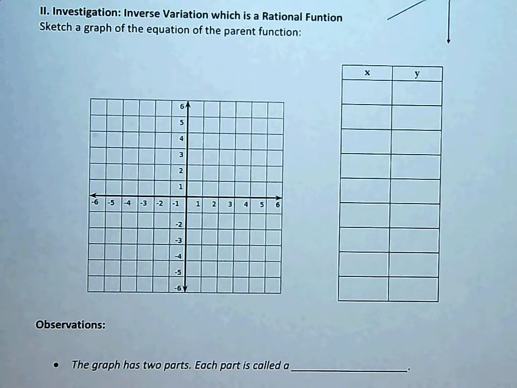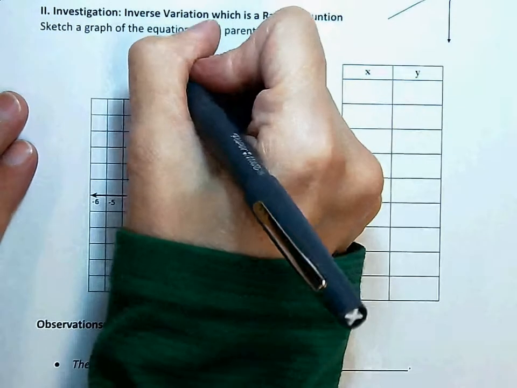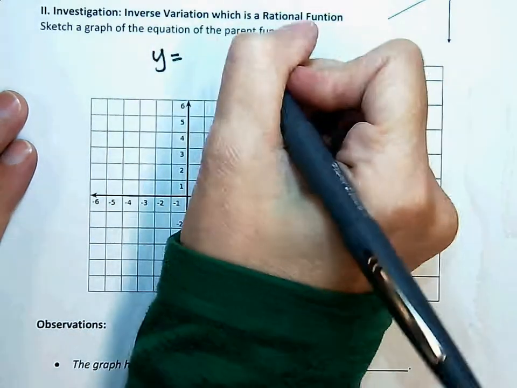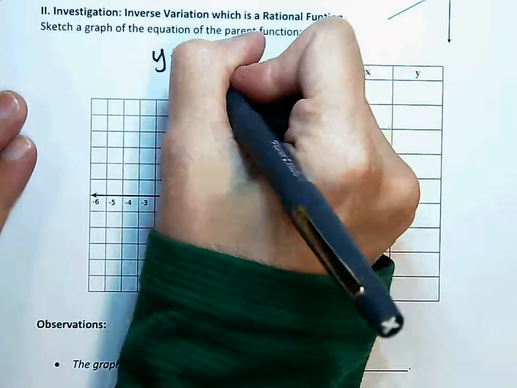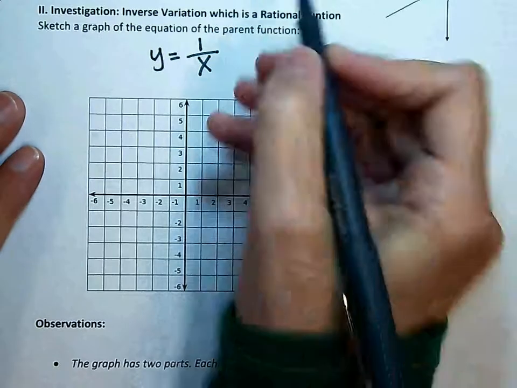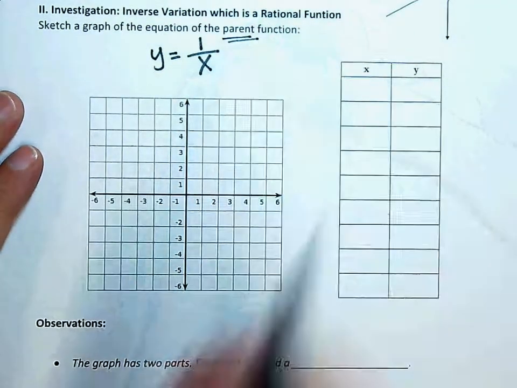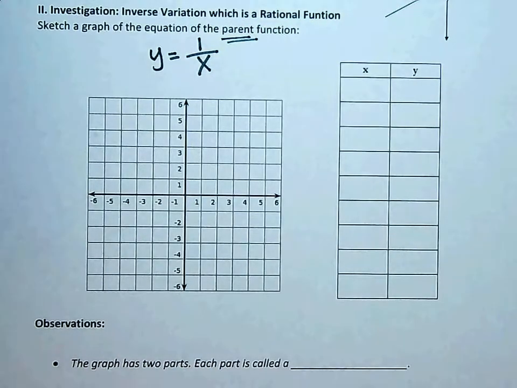So go ahead and write up here y equals, and we're going to look at 1 over x as our parent function. Remember when we talk about the parent graph, it's typically the one that we haven't multiplied anything to, added or subtracted.